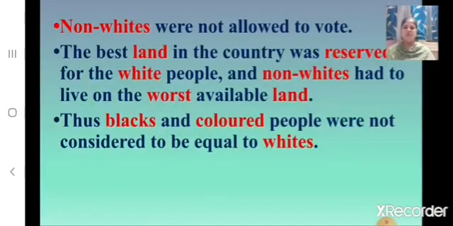And children, do you know that non-whites were not allowed to vote, and the best land in the country was reserved for the white people, and the non-whites had to live on the worst available land. Thus, blacks and colored people were not considered to be equal to whites. This means they had to live on the worst land, while the best land was reserved for the whites, and they were not considered as equal to the whites.